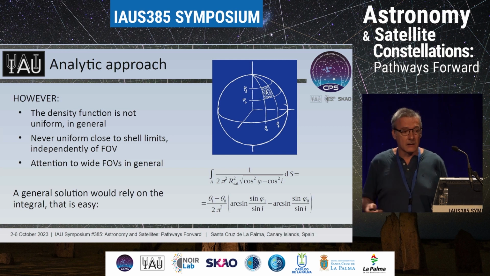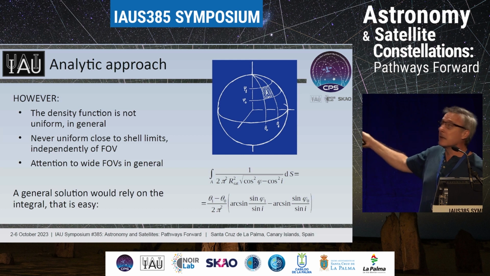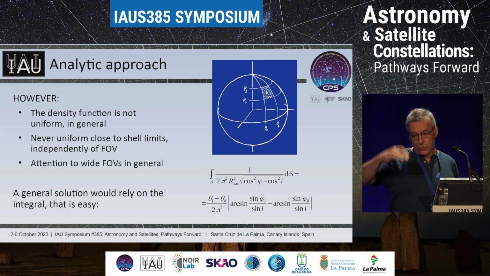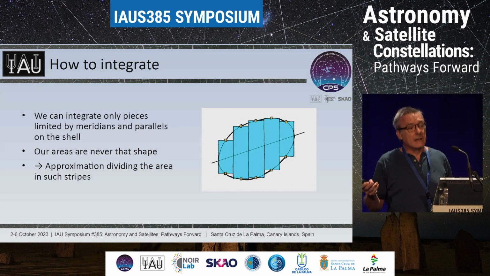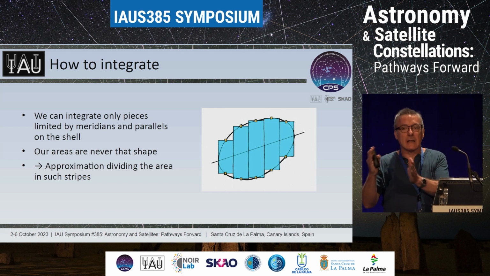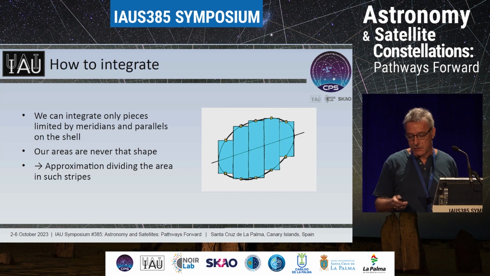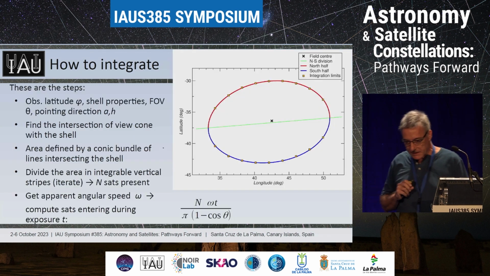If you look to the article, there you can see that the integral is this, integrating between two parallels and two meridians. But we see that we can integrate only pieces of this shape, and our field of view is never that shape. Even square fields of view are never projected onto spaces limited by parallels and meridians on the shell. So we have to make some approximation, dividing the area in stripes limited by parallels and meridians, and integrate inside each of them. How to do integration?